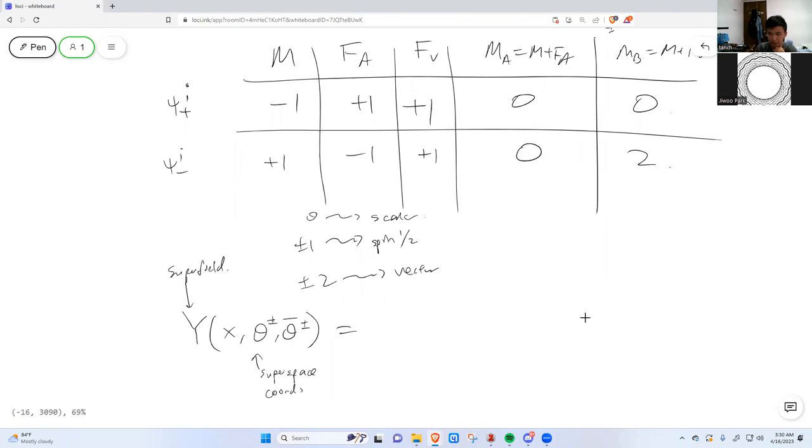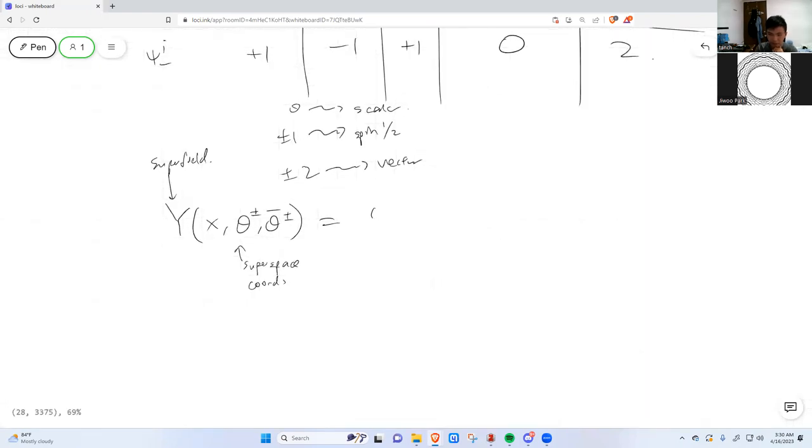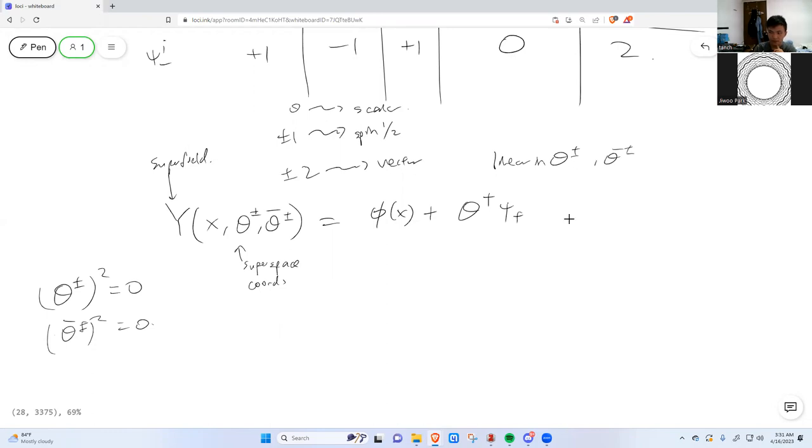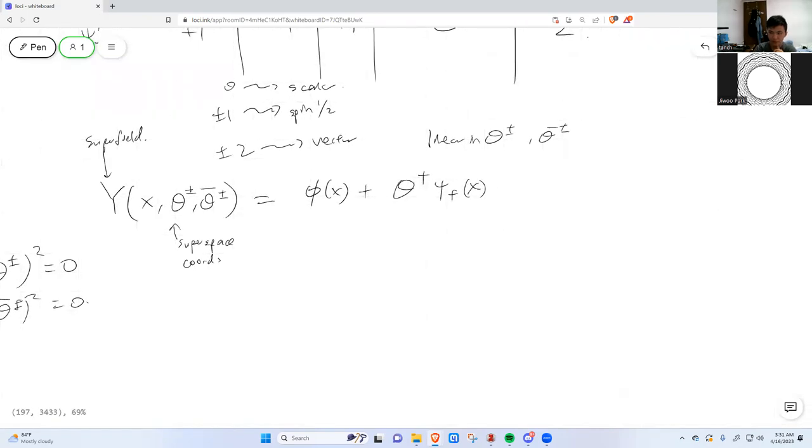Then this can be Taylor expanded in thetas. So this will correspond to something like that, plus theta plus, and because the coordinates over here give zero when squared, and the bar version as well, the Taylor expansion is only linear in these coordinates. So this will give me something like that. Even though these fields are Taylor expanded in theta plus, they still retain their dependence on X. So a super field can be seen as basically a collection of component fields. These are known as component fields.